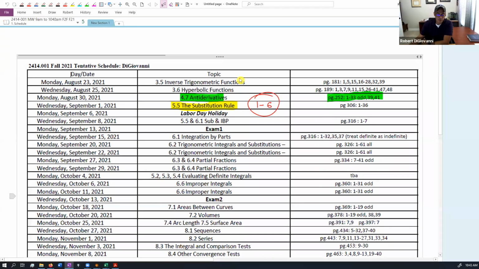So notice that on the schedule, I have integration by parts here, right? I have integration by parts, but I also have it after the test. So the first test will include some integration by parts, but it will be easier problems, easy ones. And then after that, we'll do harder ones, and that'll be on exam 2.